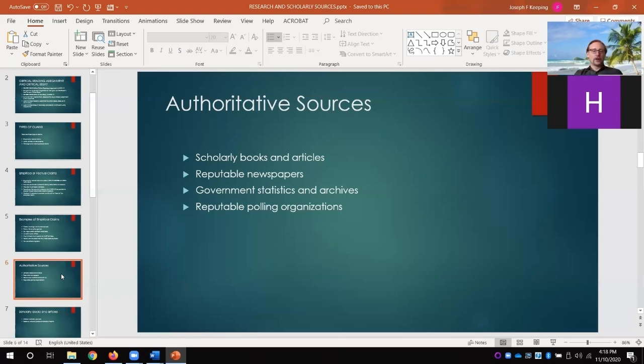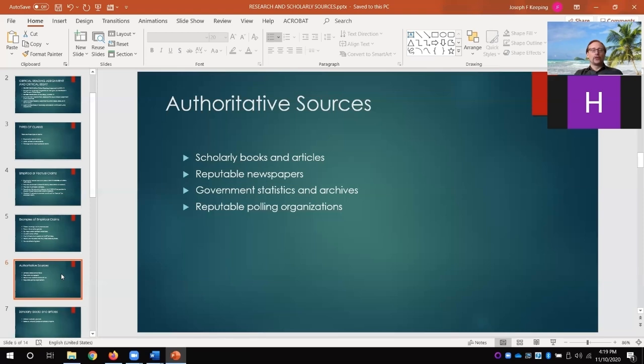Government statistics and archives. I don't really know how much to explain about this. They're good sources for statistical information specifically. Not particularly a good source for scientific information and such, but governments do lots of statistics and they keep information in archives, and some of that information is available on the internet for you to look up.